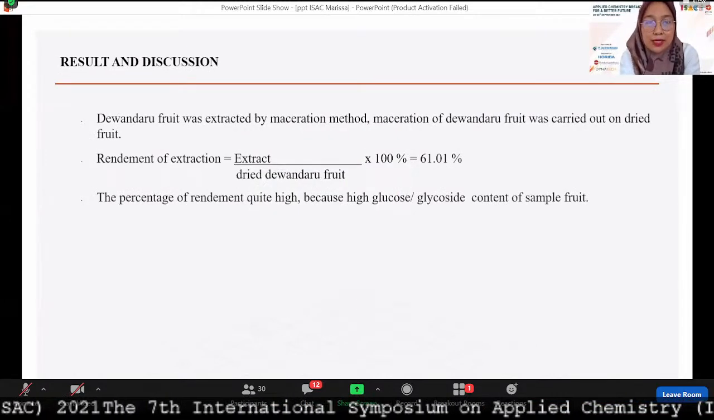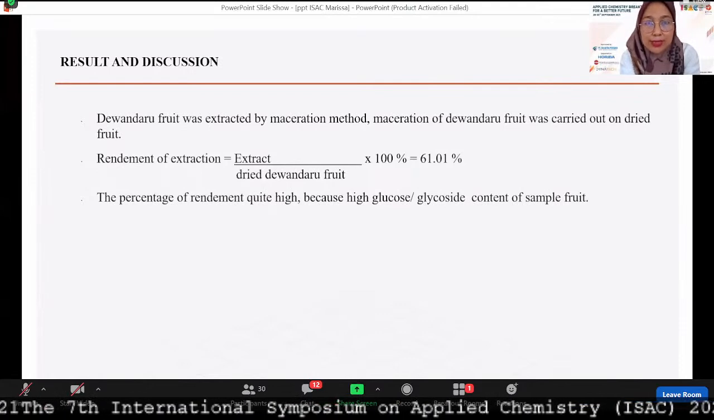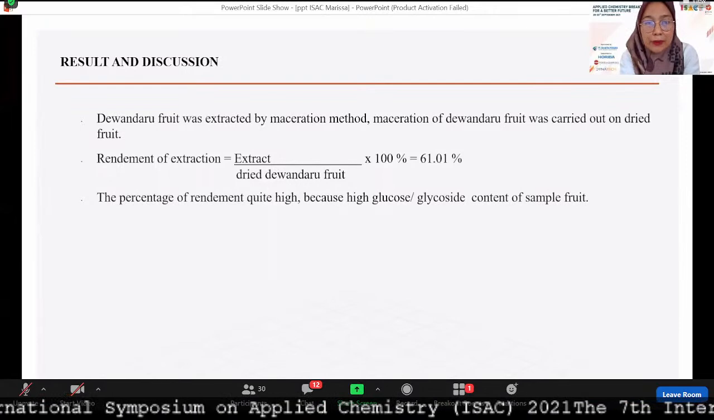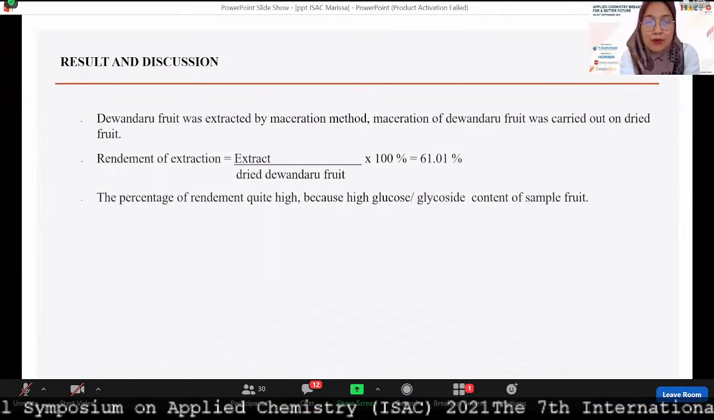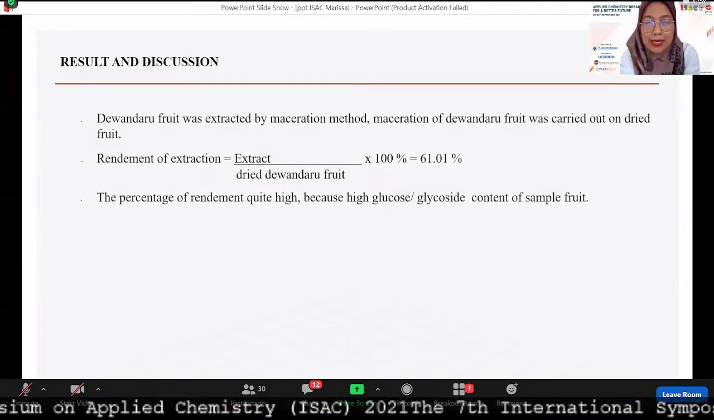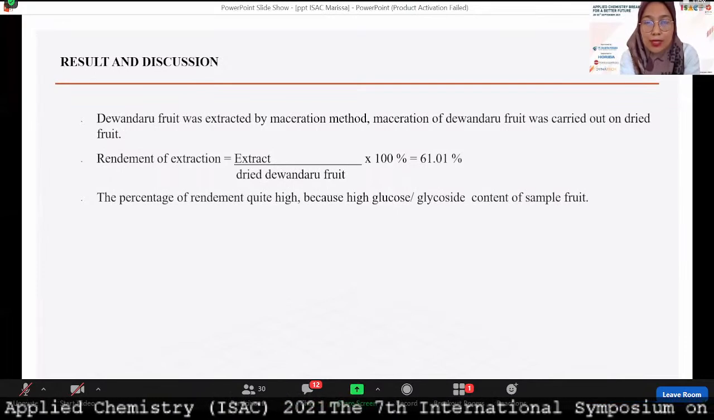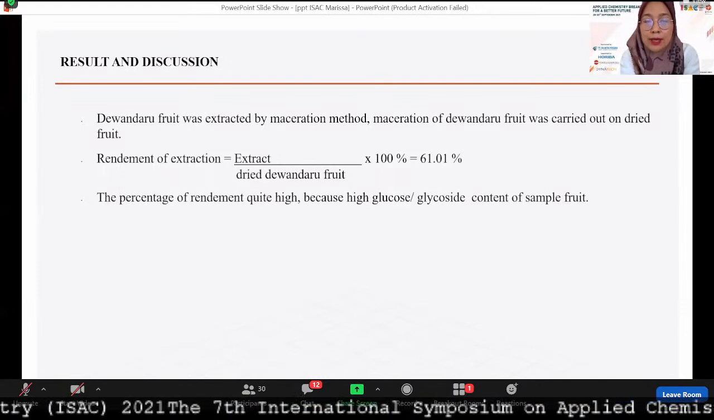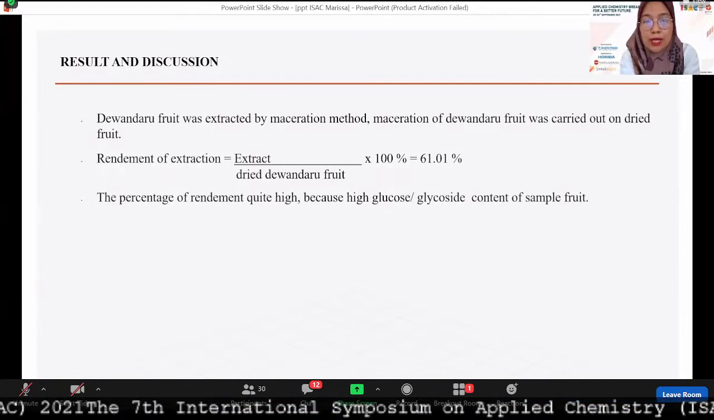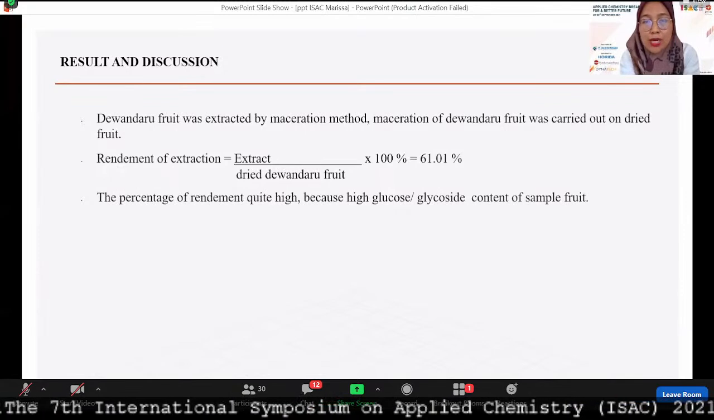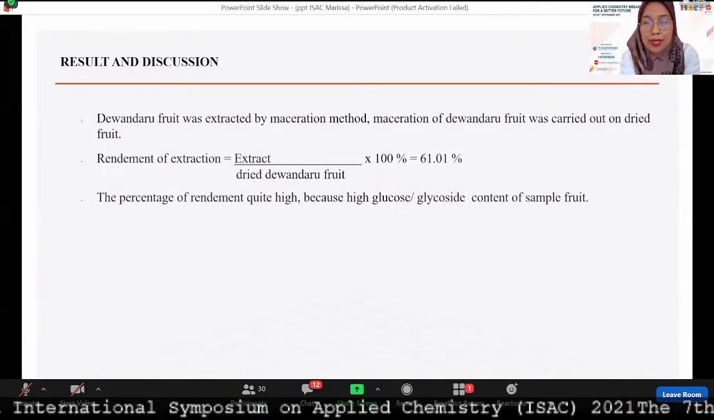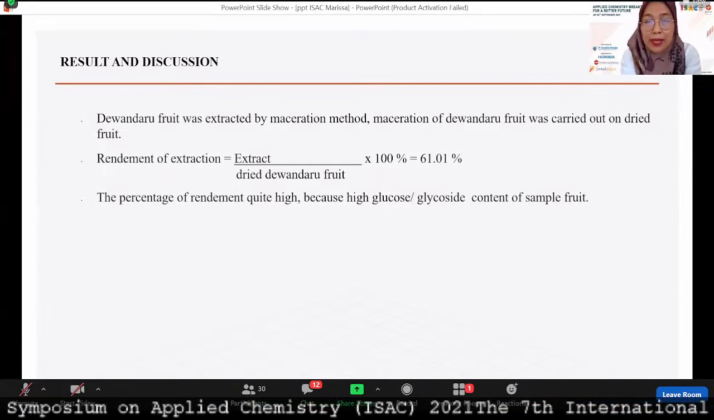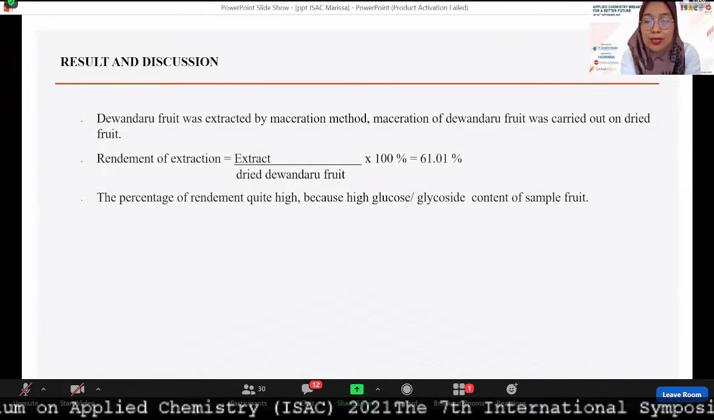The result of maceration, we get the rendemen of extraction around 61.01%. The percentage of rendemen is quite high because we macerate the fruit, that we know the fruit is rich of or high glucose and also high glycoside, so we can get many rendemen. If we compare, then we extract a leaf.